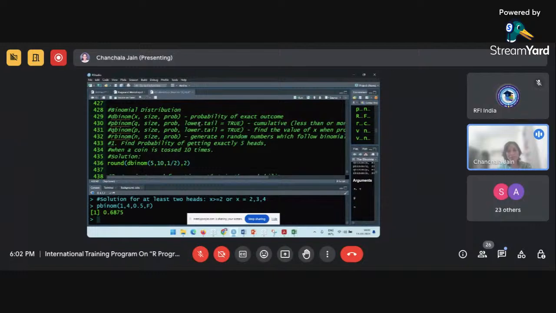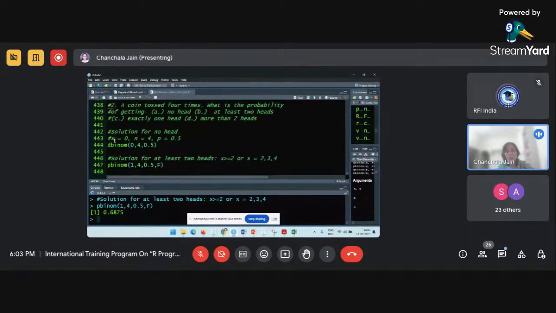Santosh sir, understanding? Yes, ma'am. So lower.tail is true means that if I write 1 here, this function will return the probability of less than or equal to 1. But here I want the probability of greater than 1, so that is why I have made this parameter false. Once you make it false, it will return the probability of the upper side of 1. I hope I'm making sense.